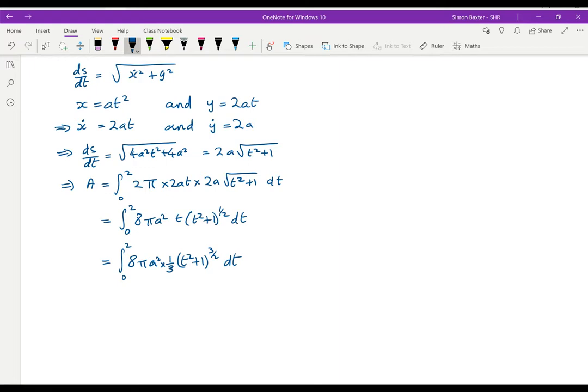And if we put that in, we get 8 pi a squared divided by 3. Putting t equal to 2, I get root 5 cubed, so that's 5 to the 3 over 2. Putting t equal to 0, I get 1, so that's minus 1. So 2 simple examples, one using the Cartesian equation and one the parametric.